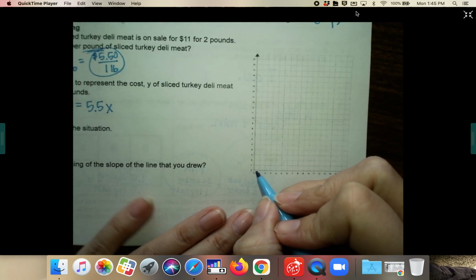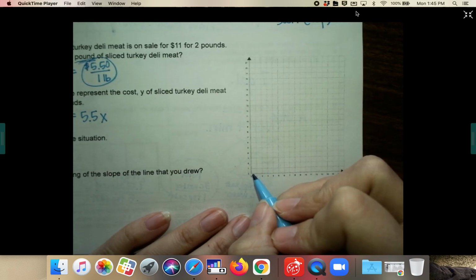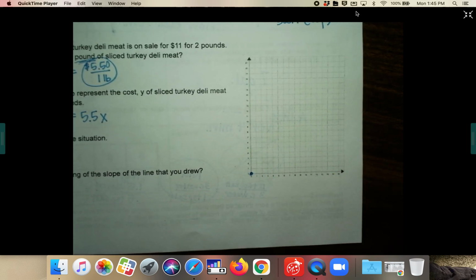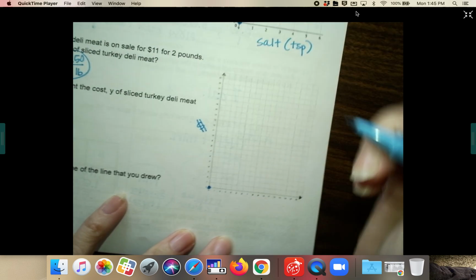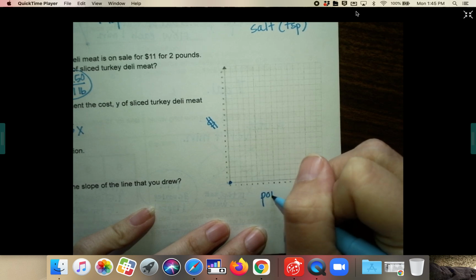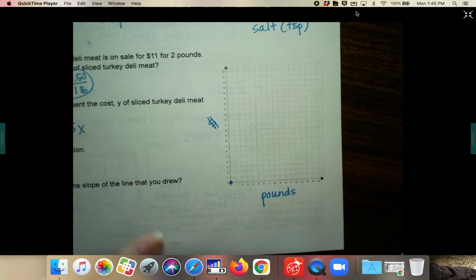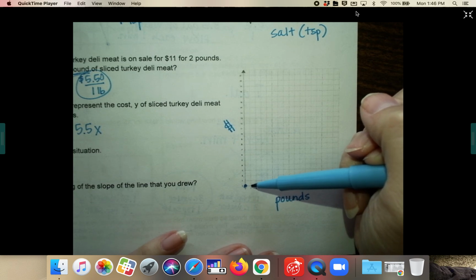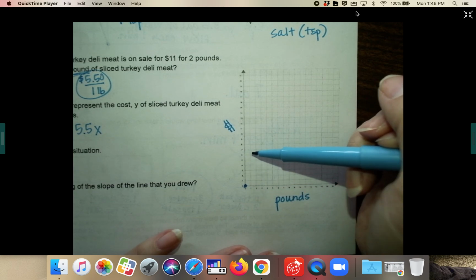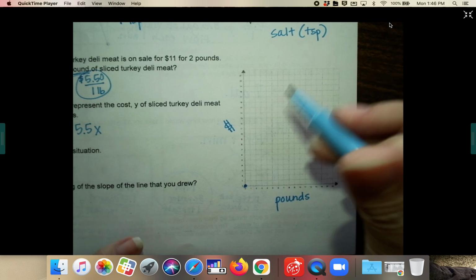If we don't buy any turkey, we don't pay any money. So it would be (0, 0). Okay, we need to label these two. This is the cost. This is the pounds of turkey. All right, so every 1 pound costs us $5.50, and I know this didn't copy very dark. It's kind of hard to see, so just look closely.